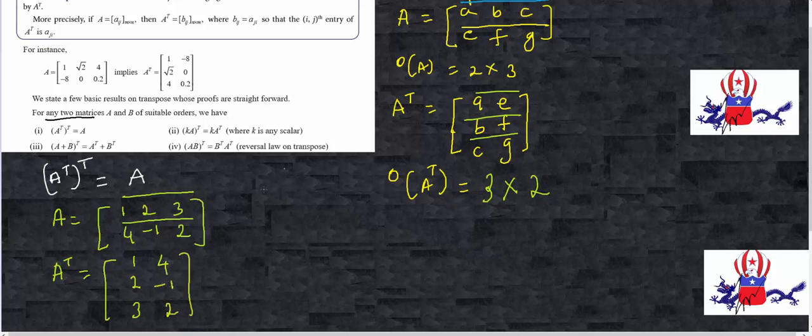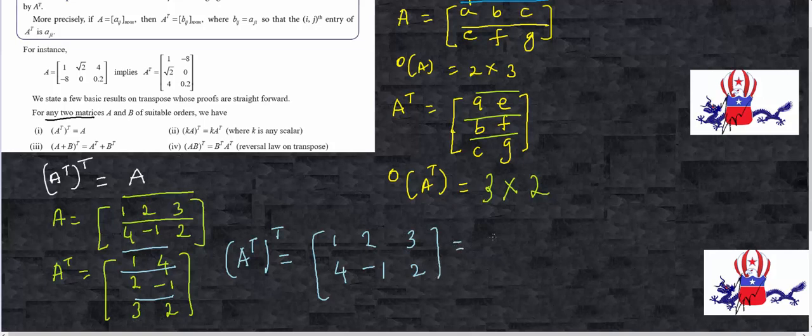Now we are going to apply the transpose to this transposed matrix. Remember, the rows that you see would become columns. The first row, 1, 4, would become the column 1, 4. The second row, 2, -1, would also become a column, 2, -1. The third row, 3, 2, would also become a column, 3, 2. So clearly this is nothing but the matrix that we started with. The transpose of the transpose of A gives back the original matrix A.